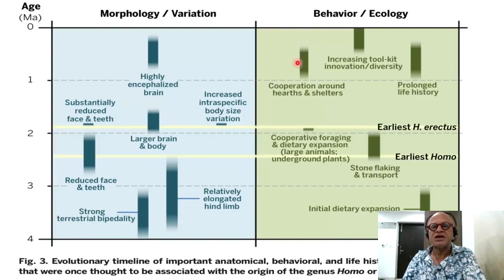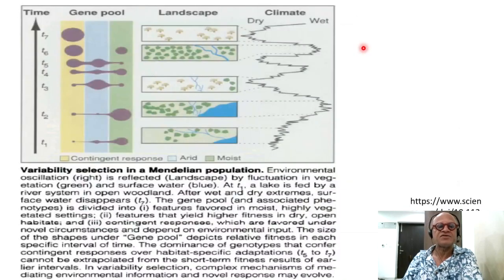Cooperation around hearths and shelters. So more recently there are more sophisticated tools that needed heating, cooking, shaping, and more precise tools, better use of opposable thumbs, and so on, and prolonged life history here in terms of behavior and ecology, and increasing toolkit innovation and diversity. So this is from Richard Potts, who has written a lot about variability selection hypotheses and directional selection as climate changes.